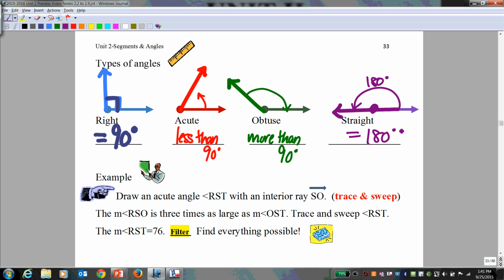And then you have your straight angle, which is 180 degrees, and you're probably thinking, that looks shockingly similar to a line. Well, guess what it is? It's a single angle that makes a line. That's called a straight angle. It's named straight for obvious reasons.